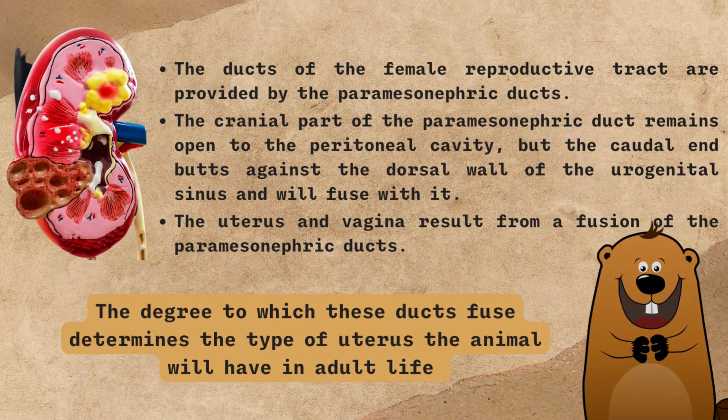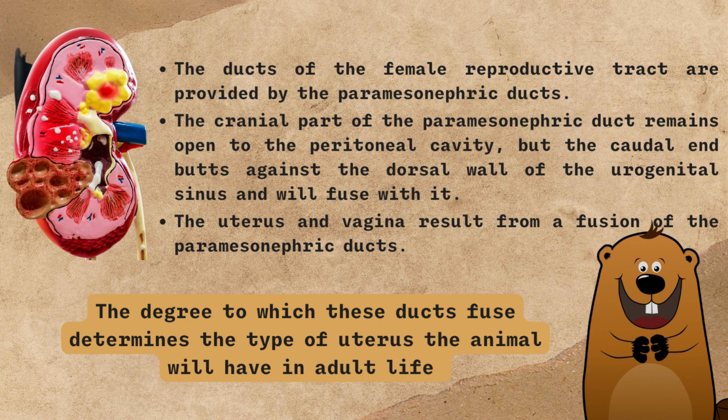The ducts of the female reproductive tract are provided by the paramesonephric ducts. The cranial part of each paramesonephric duct runs parallel to the mesonephric duct. The cranial part of the paramesonephric duct remains open to the peritoneal cavity, but the caudal end butts against the dorsal wall of the urogenital sinus and will fuse with it. The oviducts, uterus, cervix, and cranial vagina develop from the paramesonephric ducts.